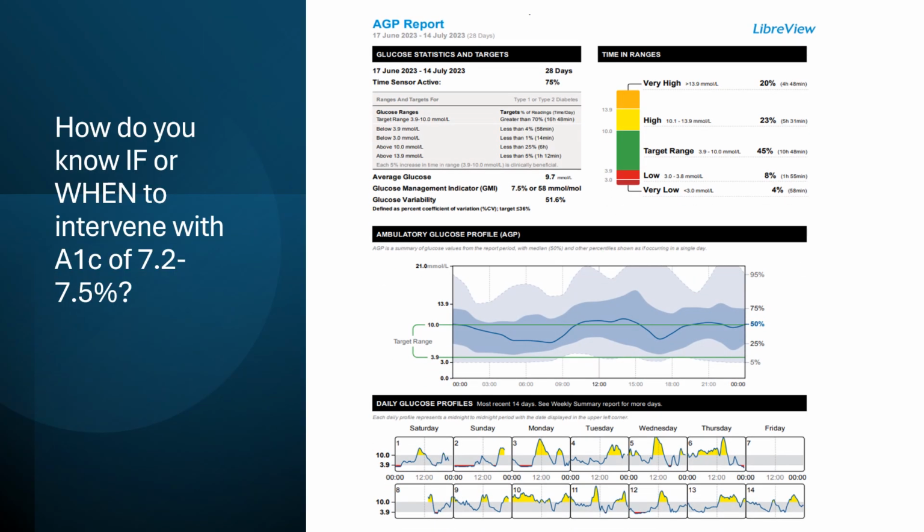So if someone has got an A1C of 7.2, and this person I think is 7.3 in here, I'd take a look at that and go, well, that's not a narrow river. There's a lot more high sugars than anything, and that blue line in the middle, the median line, is a little too squiggly for me. So yes, I would intervene on that. But if someone had really consistent glucose levels and they were A1C of 7.3, we may not want to intervene.